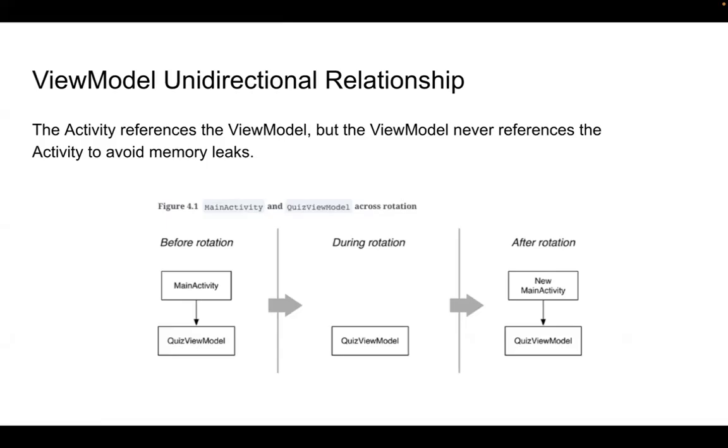I mean, it can give you memory leaks, right? Because there's nothing. So to avoid memory leaks, this is a good practice that is also mentioned in the book: the view model is never supposed to point back to the activity, right? And after the rotation, again, the new main activity is going to reference the quiz view model, right? So this is how it works, even though I told you guys it retains the lifecycle of it.